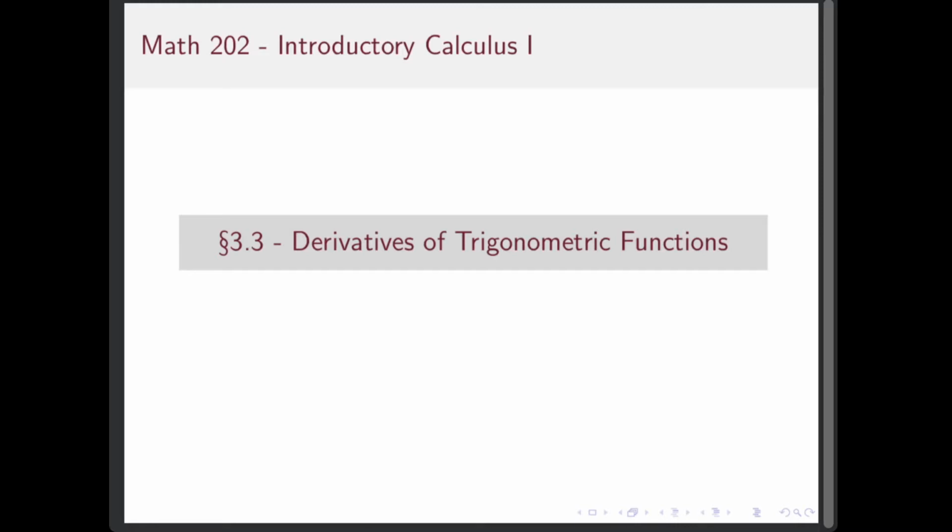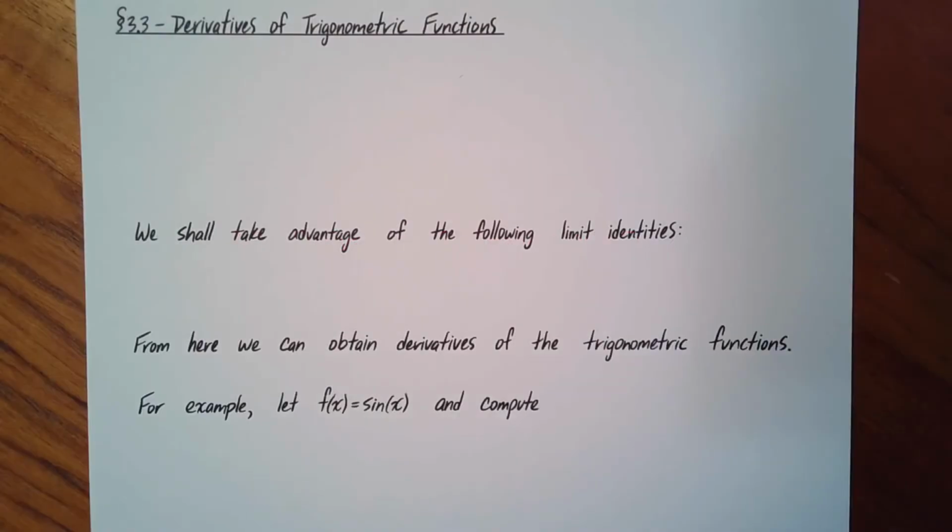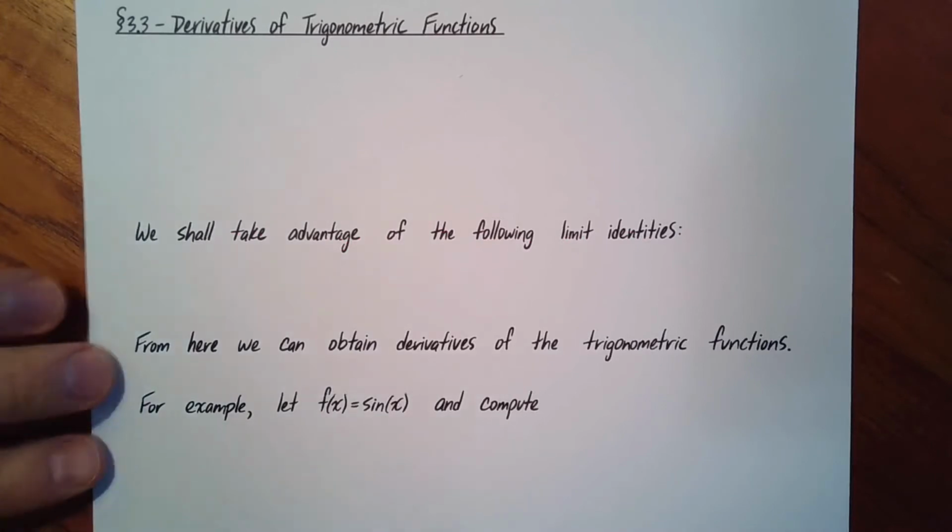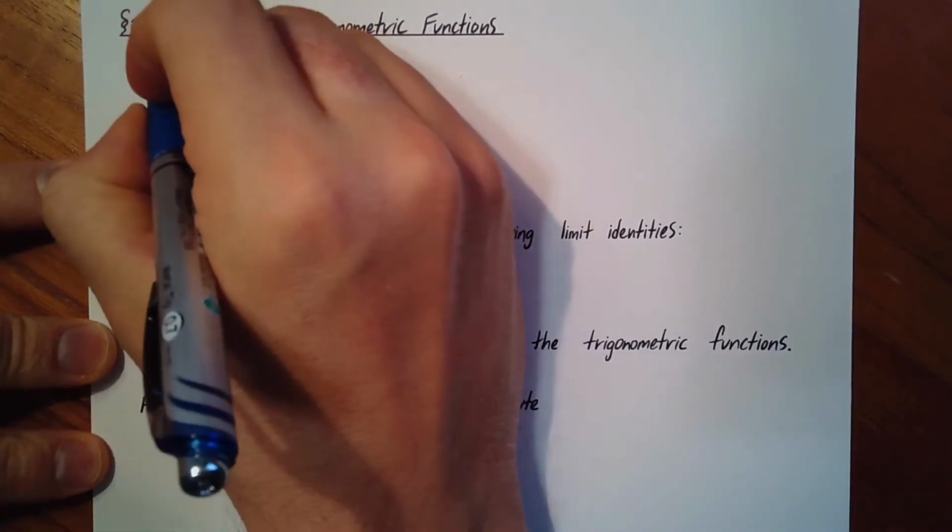Okay, so the purpose of this section is pretty straightforward, so I won't need to say too much. Really, what this section is going to be about is we're going to develop rules that are going to allow us to take the derivatives of trig functions, like sine, cos, and tan, for example. Okay, and before we get underway, I want to remind you of a few things about sine and cosine.